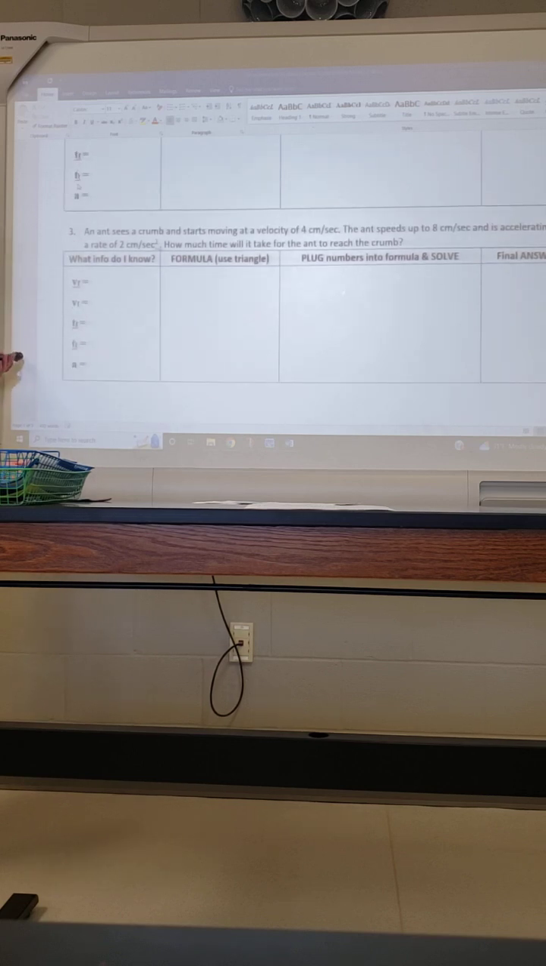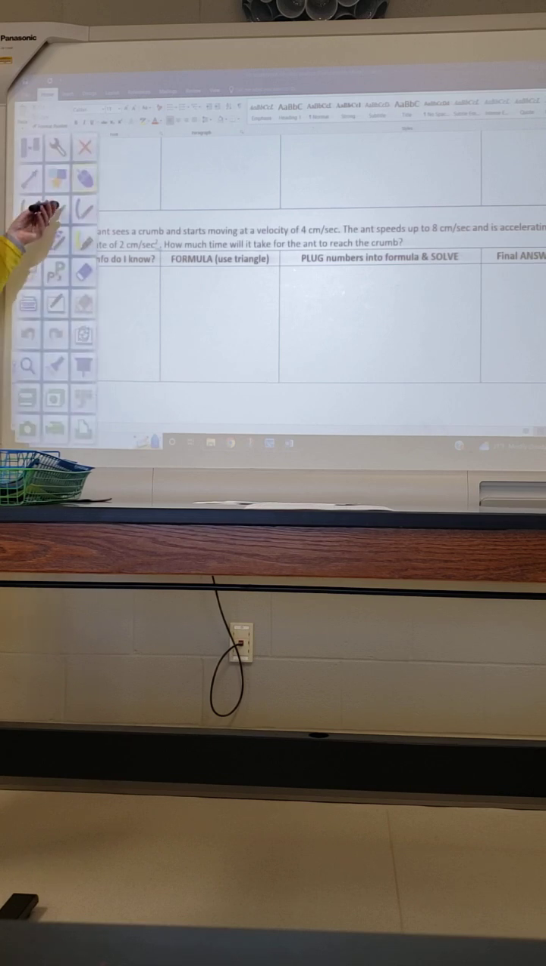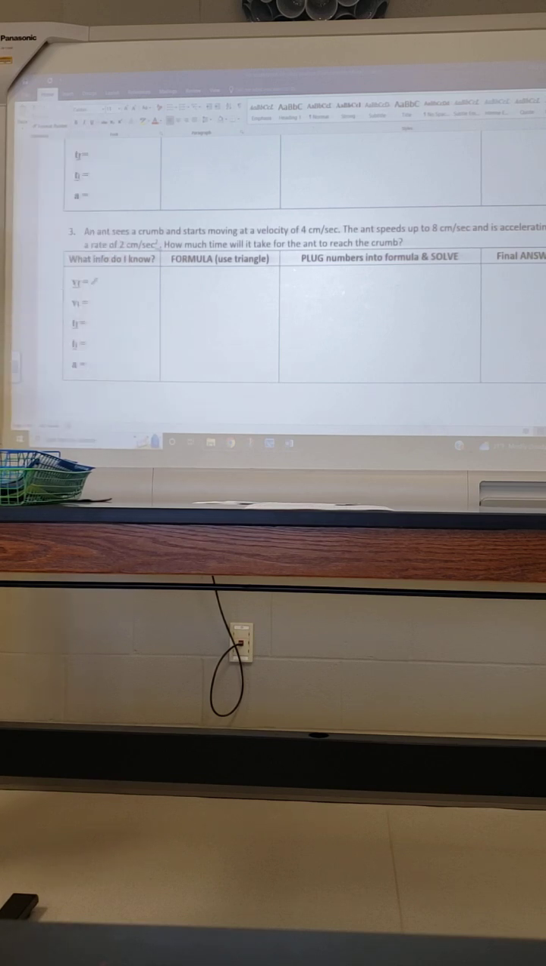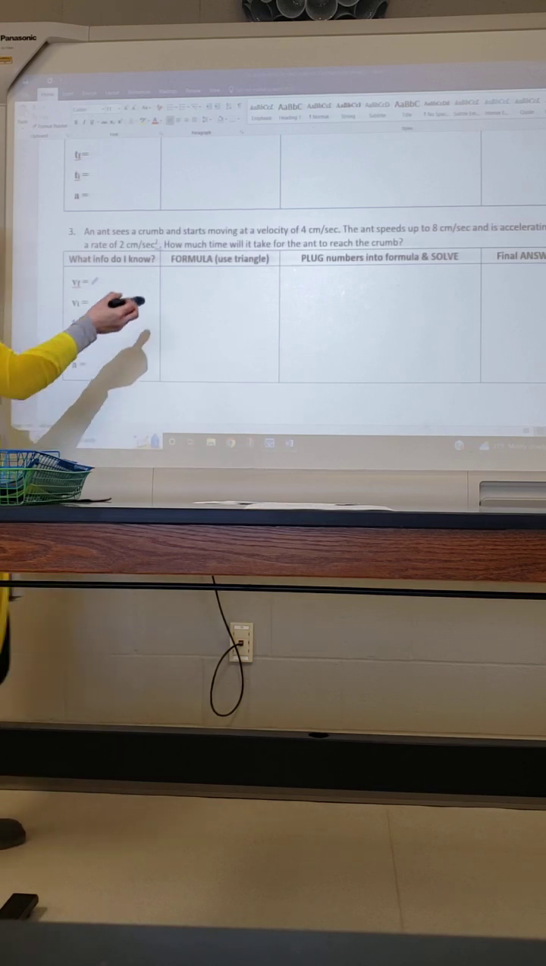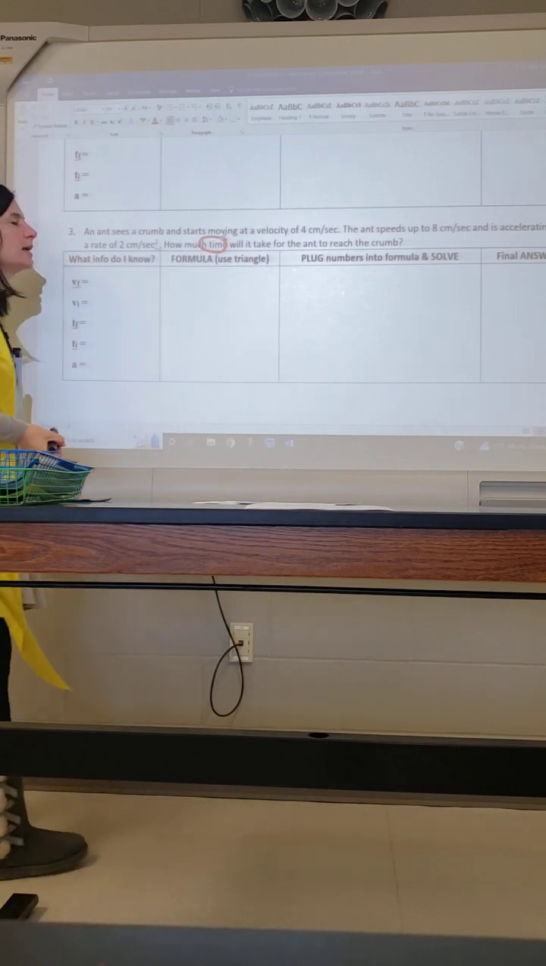An ant sees a crumb and starts moving at a velocity of 4 centimeters per second. The ant speeds up to 8 centimeters per second and is accelerating at a rate of 2 centimeters per second squared. How much time will it take for the ant to reach the crumb? Okay. Dane, give me something. What are we solving for here? The time. Very good. How much time will it take?